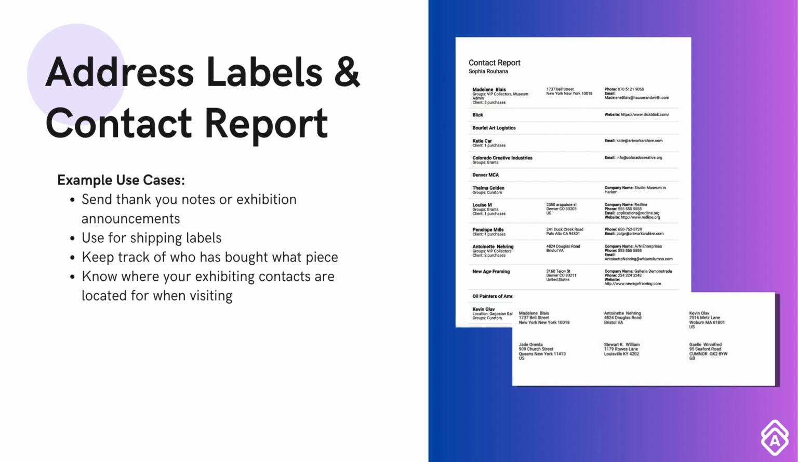You can create contact groups. And then from all of those contacts, you're able to generate a contact report. So maybe you want to generate the report and see whose information needs to be updated, whose information you're missing. You can print this off too. You can print labels off, just like you can print artwork labels, and use these for thank you notes. Maybe it's also where you need to ship your work, or you can ship if anyone's still doing the physical exhibition announcements. You can keep track of who's bought what piece in their contact record, and you can know where your exhibiting contacts are located when you're visiting them.